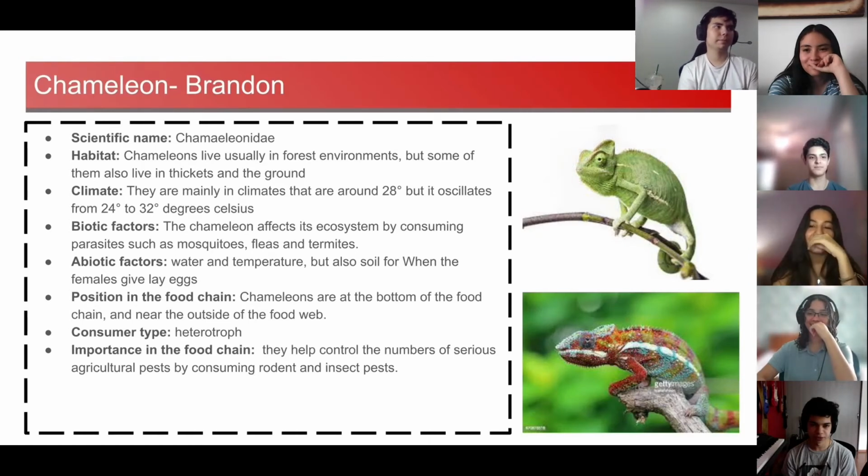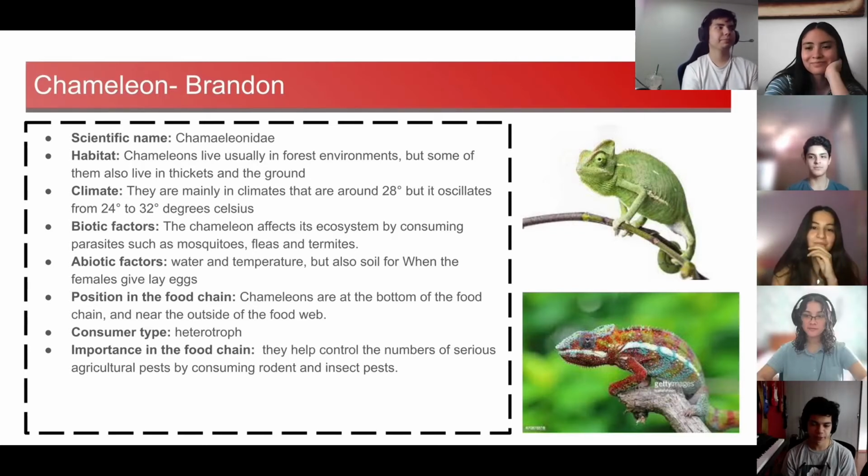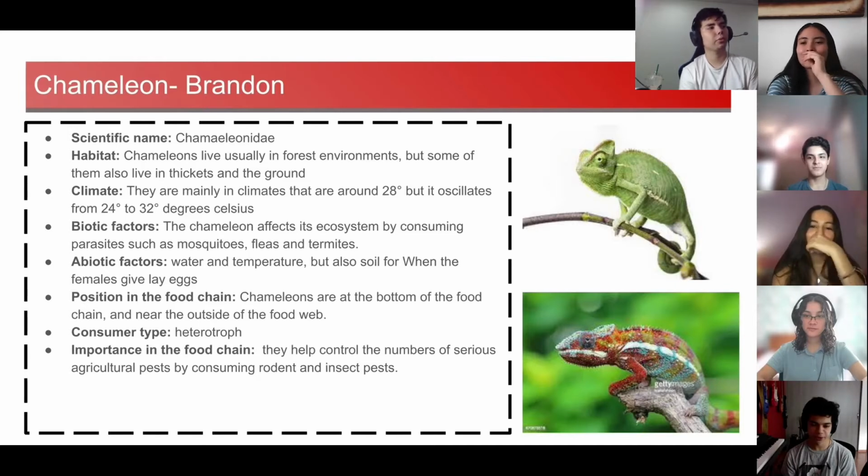Position in the food chain: chameleons are at the bottom of the food chain and near the outside of the food web. Consumer type: heterotroph. Importance in the food chain: they help control the numbers of serious agricultural pests by consuming rodent and insect pests.